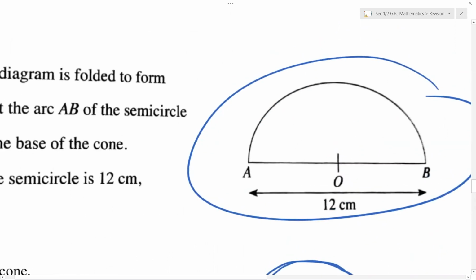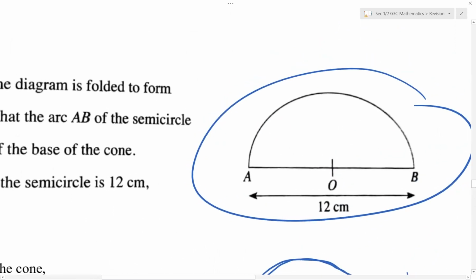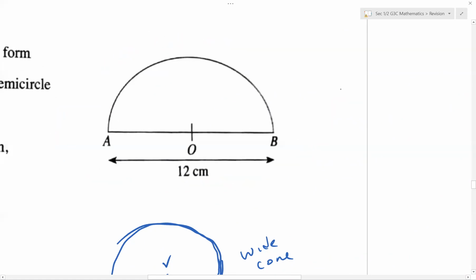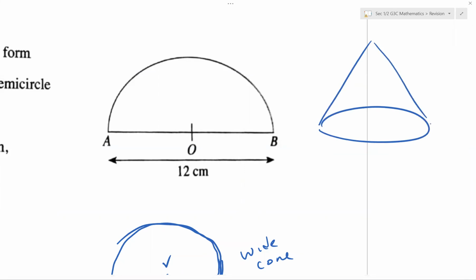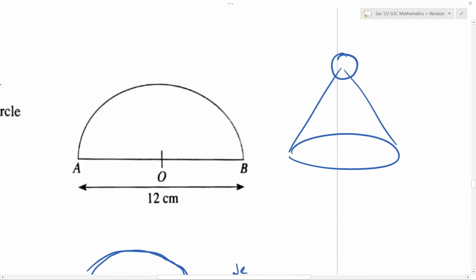Okay, now visualize it. Fold AO, make AO and OB touch each other. When that happens, you get a cone. Now which part of the cone came from, let's say, where did this part come from? The tip, the vertex. It came from O. So this is our point O in the diagram that is given to us.